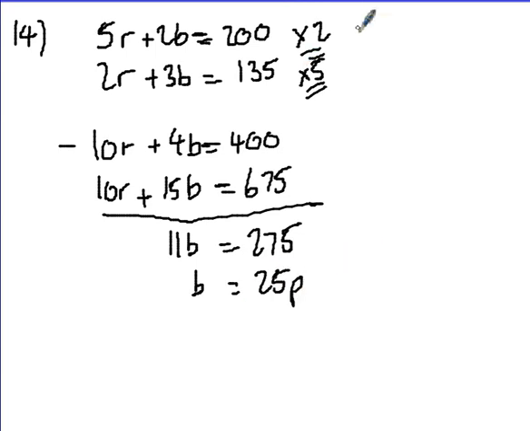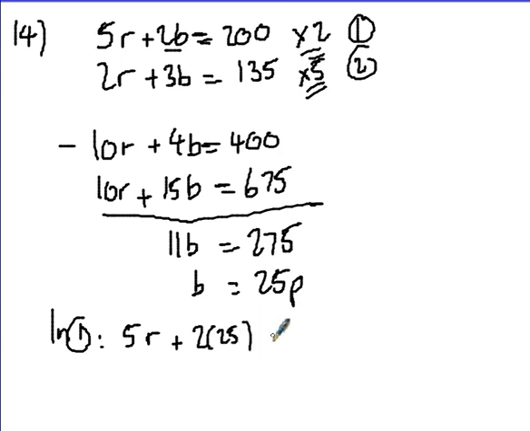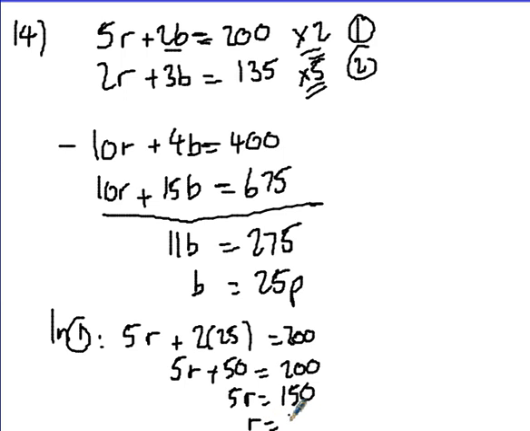What you then do is pick one of your equations. Let's pick the first one, because B is just slightly smaller. So we'll then have 5R plus 2 lots of 25 equals 200. So 5R plus 50 equals 200. Take your 50 off, 5R equals 150. Divide by 5. R is then 30p. So you've got your two values: your bananas are 25p and your oranges are 30p.